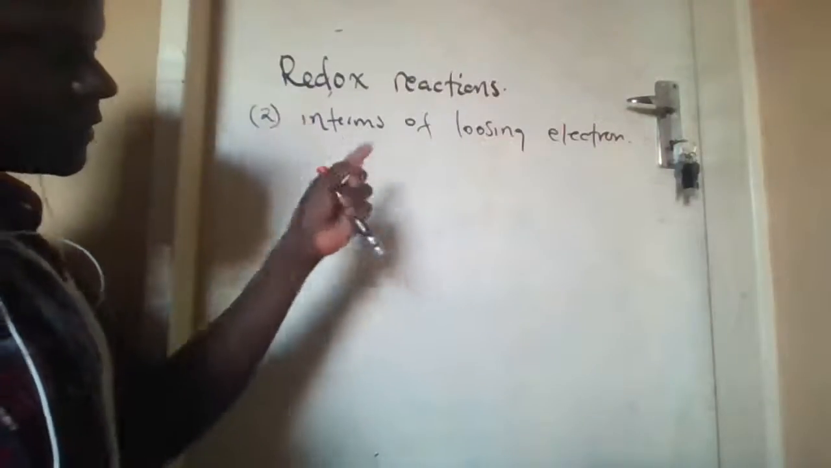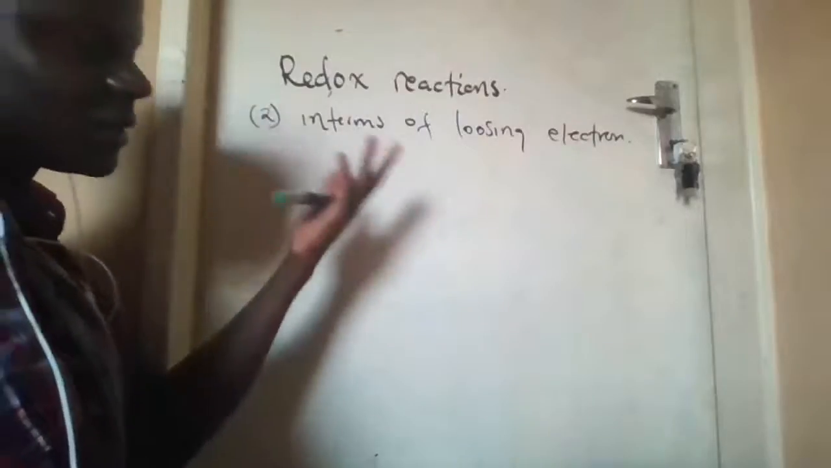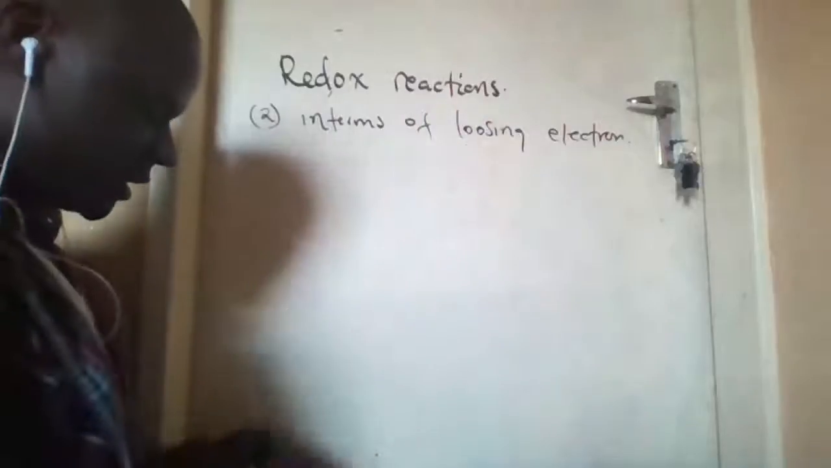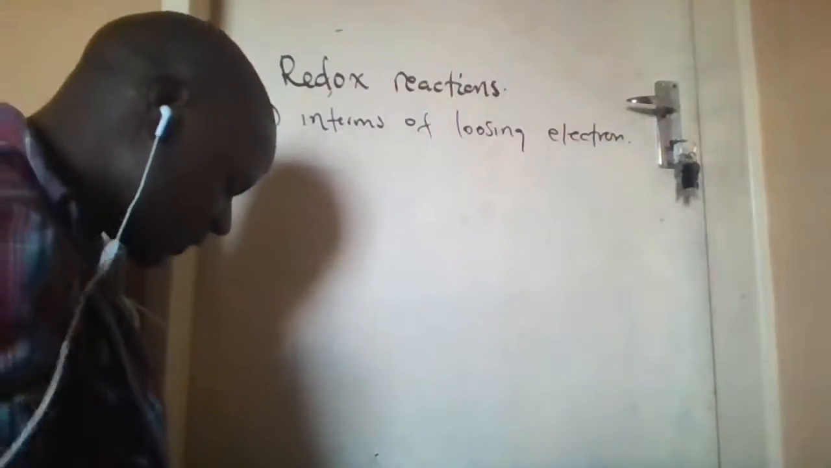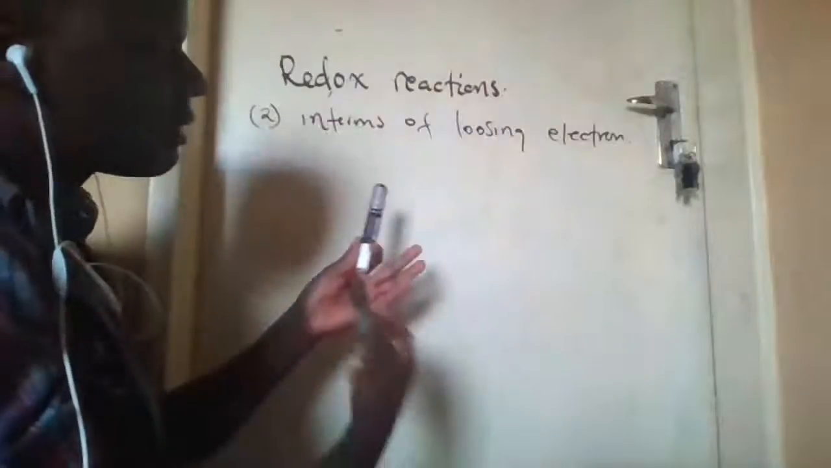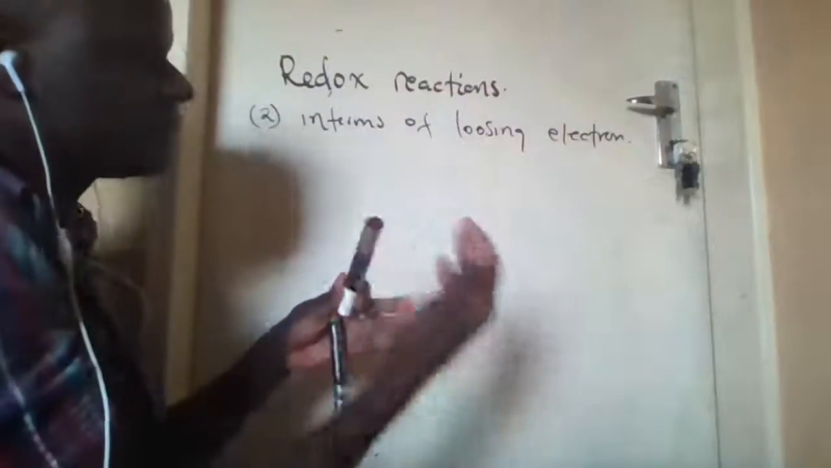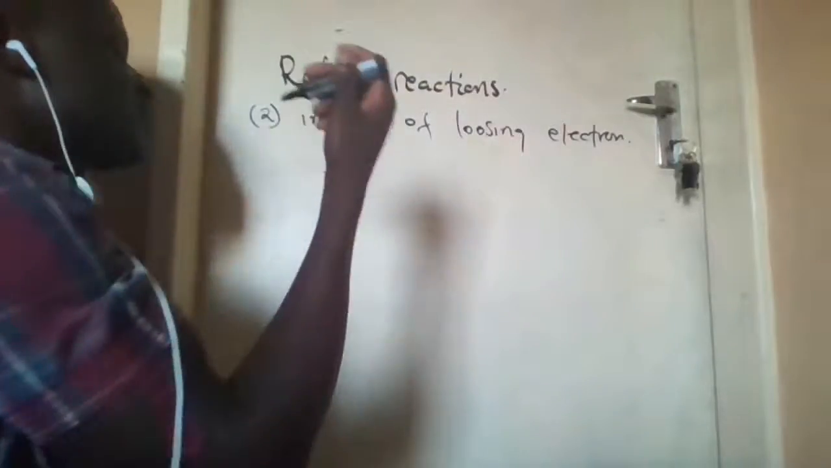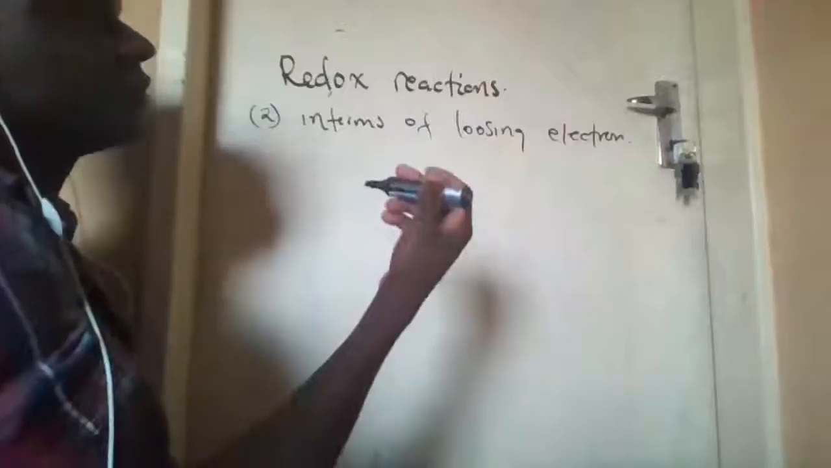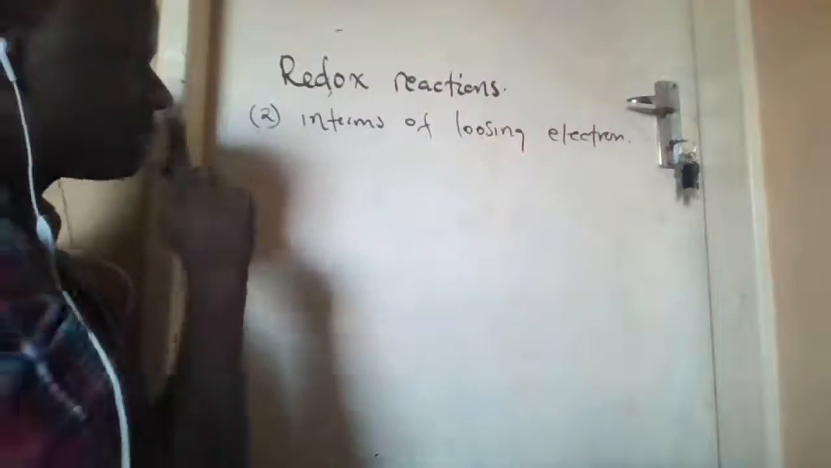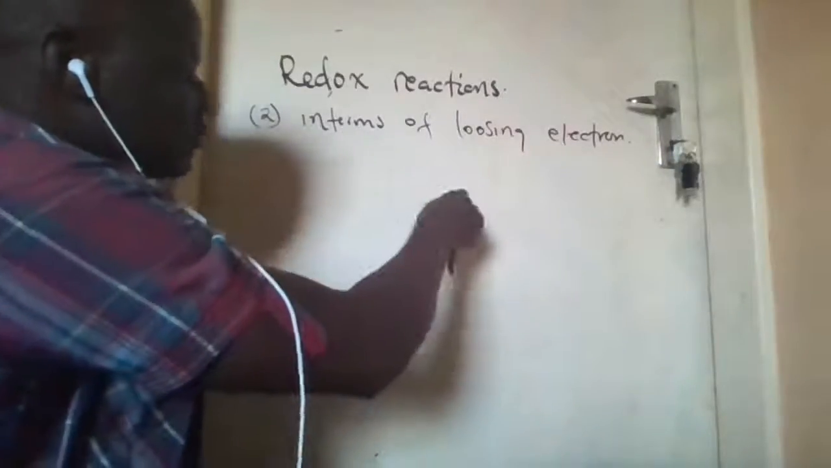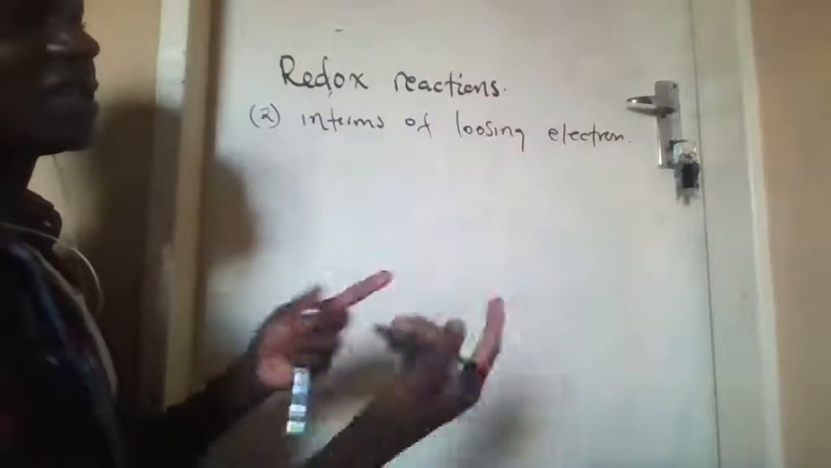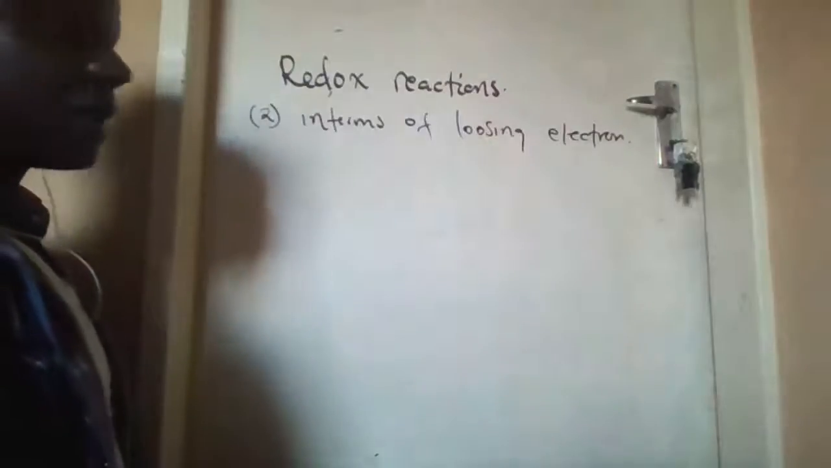Because when an element loses an electron, or loses electrons, there's going to be an increase in the oxidation state. So I'm going to talk about the two simultaneously. How can you explain oxidation in terms of losing electrons? I'm going to use an equation to talk about this as well as the increase in oxidation state, so that maybe we can save time and see how we can marry the two.